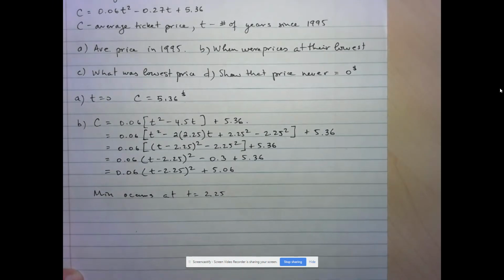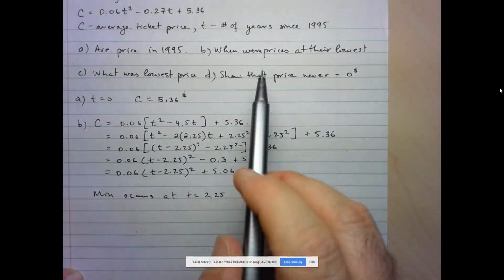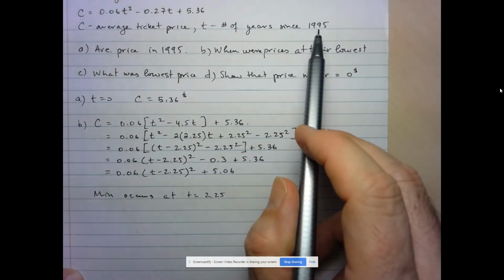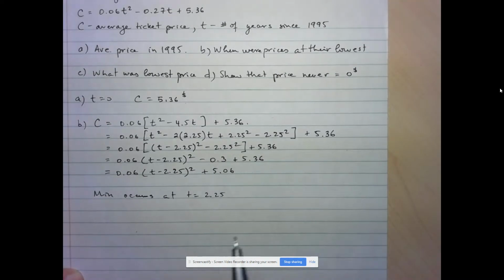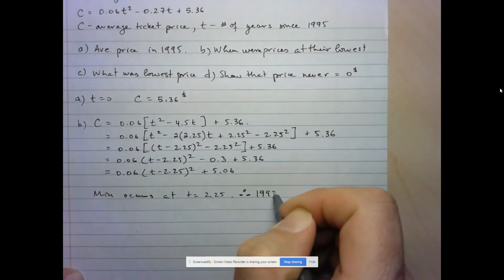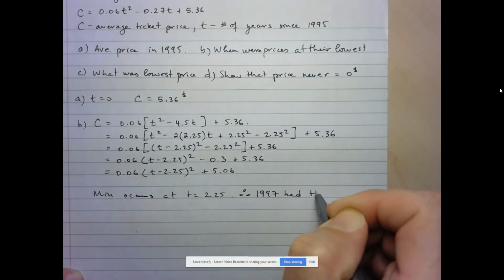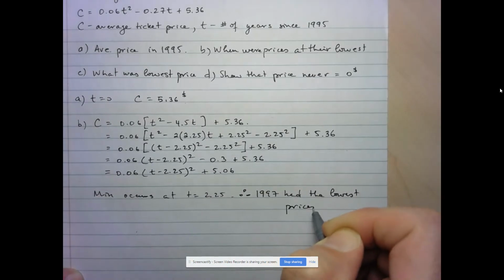Okay, but we want to give our answer in terms of the year. So remember that t represents years since 1995. So if we add 2 to that, that means this occurred in 1997. Okay, therefore 1997 had the lowest prices.